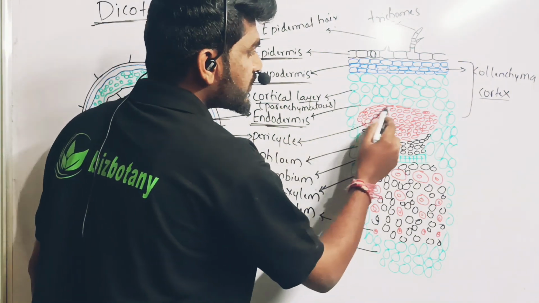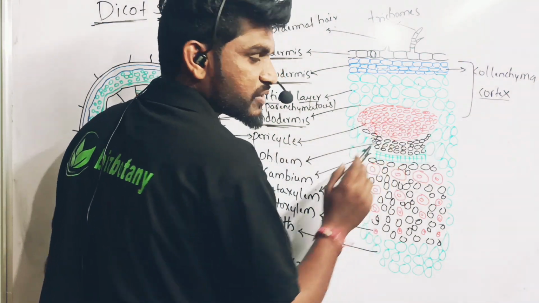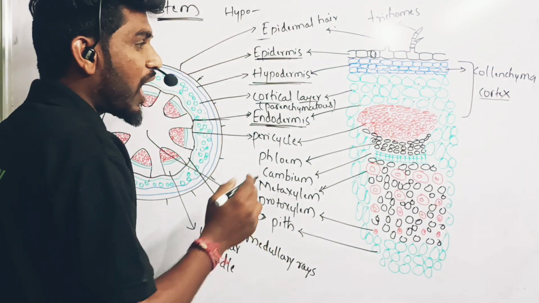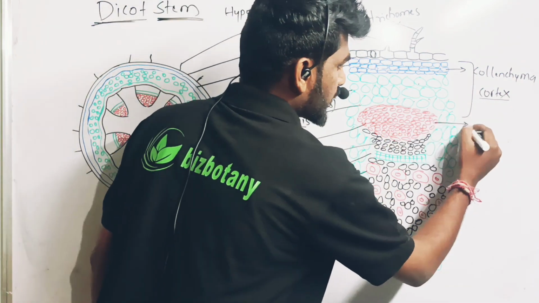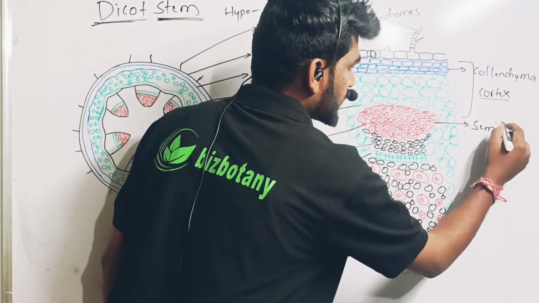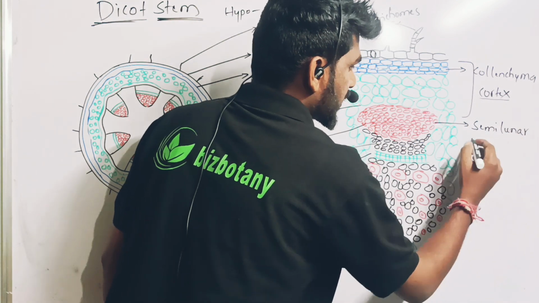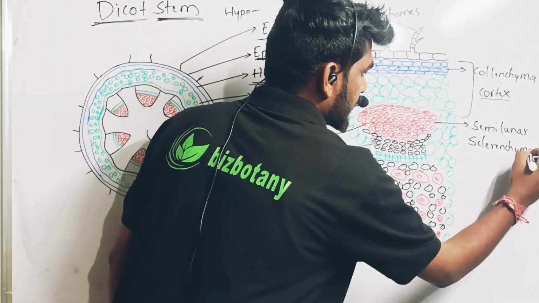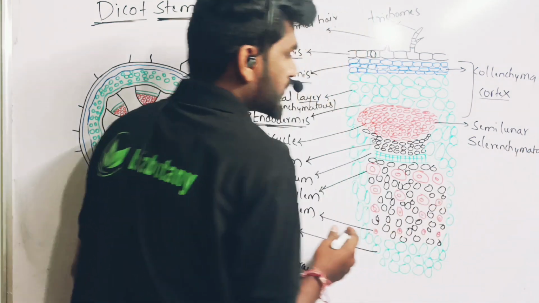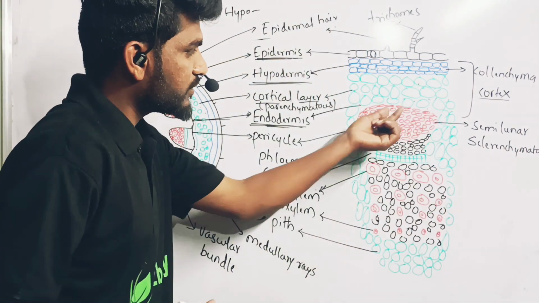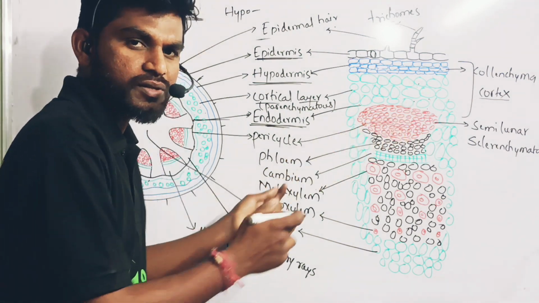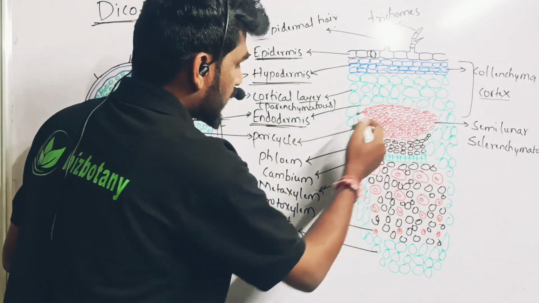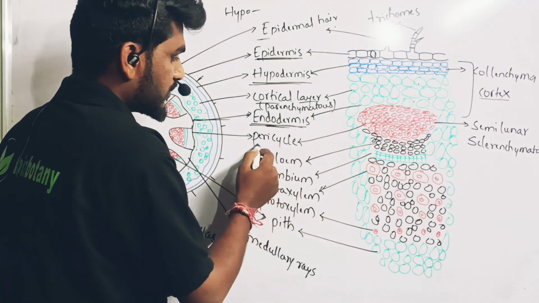we have a semilunar shape. What is semilunar? Half moon shape. Semi means half, lunar shape. Sclerenchymatous patches of tissues will be present. These patches of tissues are half moon tissues. We call them the pericycle.